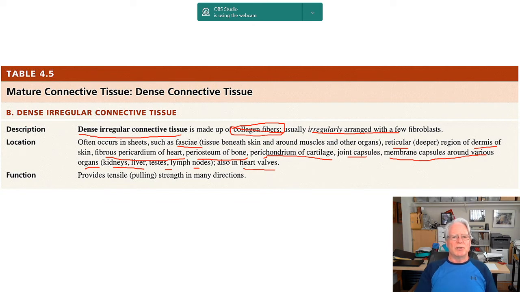Okay. So we talked about pericardium. That's the layer around the heart, and you will learn that there are several parts to that layer. The periosteum, peri means around, osteum means bone. So this is a layer around bone. That's dense irregular connective tissue. Peri meaning around, chondrium refers to cartilage. So around the cartilage. Okay. Joint capsules, membranes around various organs, and the heart valves.